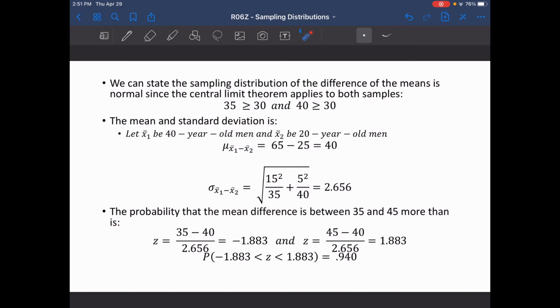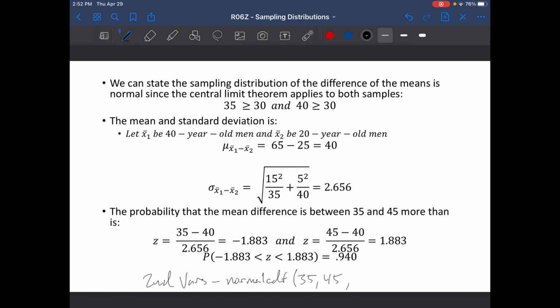Then we need to answer the probability that the mean difference is between 35 and 45 more in this case. So, again, second vars, and then we need to click on normal CDF. So second vars, normal CDF. And then our lower bound is going to be represented by 35, whereas our upper bound is going to be 45. So 35, then 45.